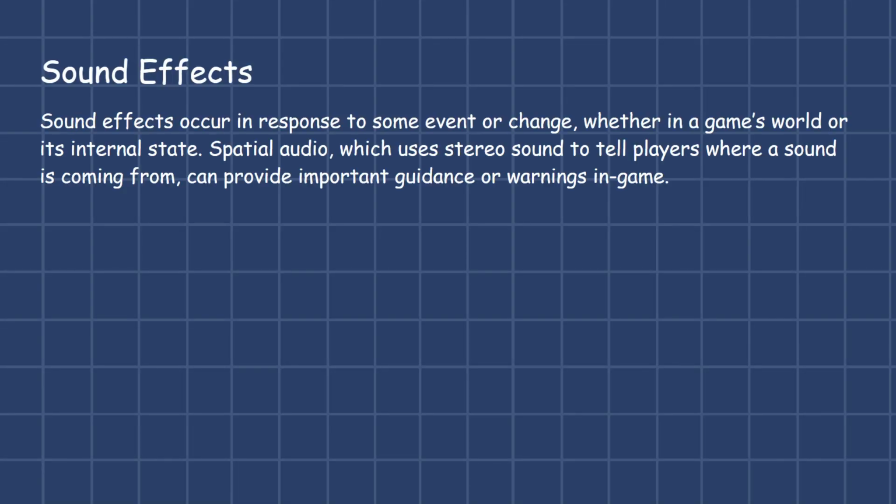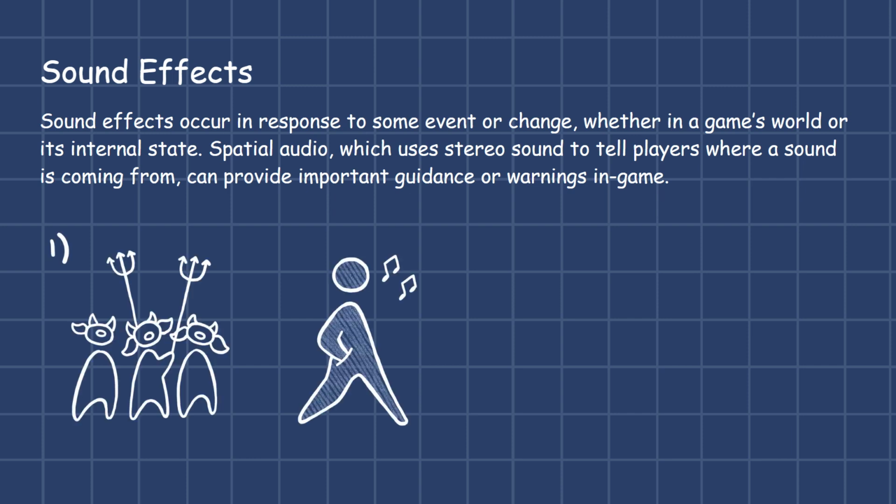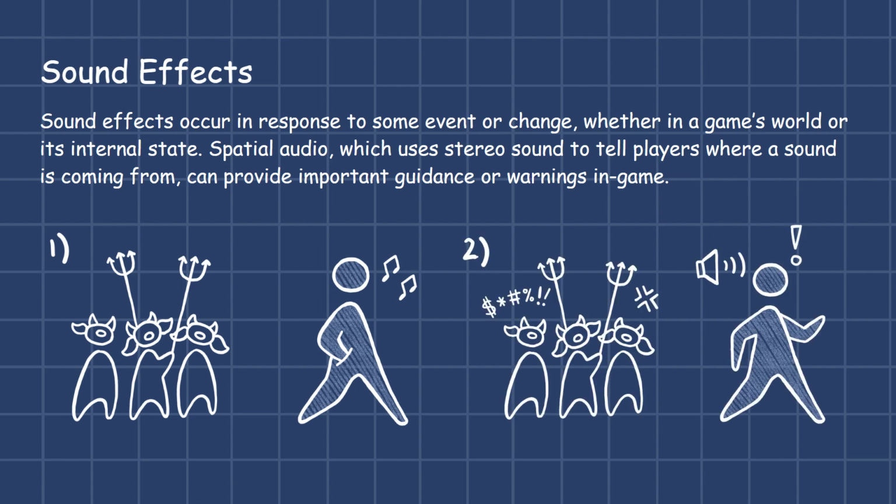Sound effects occur in response to some event or change, whether in a game's world or its internal state. Spatial audio, which uses stereo sound to tell players where a sound is coming from, can provide important guidance or warnings in-game.